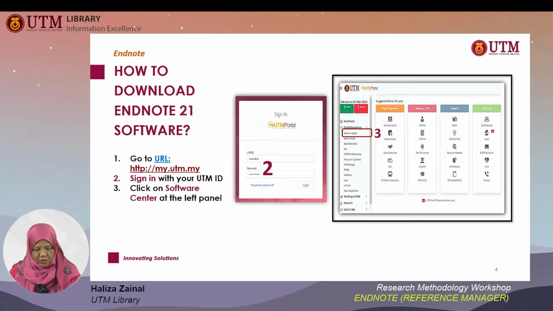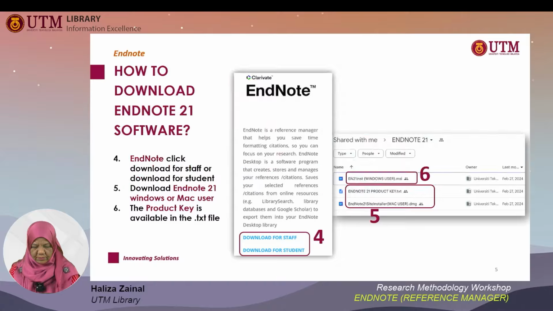First, you need to go to my.utm.my. Next, you need to sign in with your UTM ID. After that, go to the left panel under Software Center. Click that. After that, you will need to scroll down to the bottom and look for Endnote. There, you have two options, download for staff and also download for students. If you are a student, click download for students.